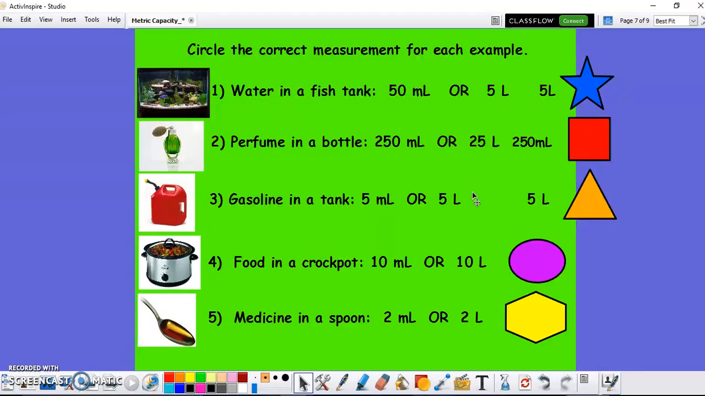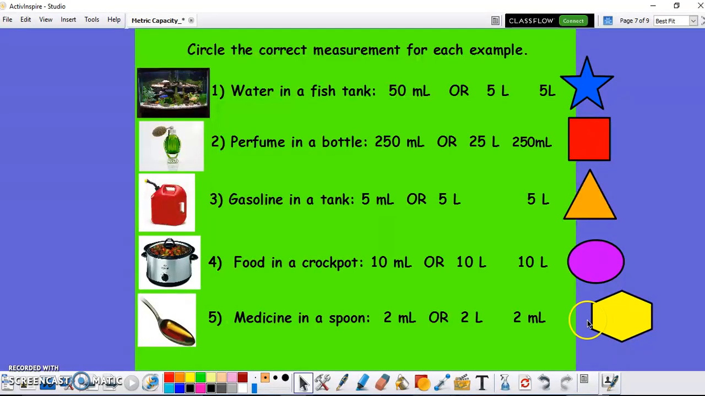Food in a large crock-pot container. My answer here would be 10 liters. Notice that I said large crock-pot. So of course, we're talking large, we're talking liters. Finally, medicine in a spoon. Would we measure that with 2 milliliters or 2 liters? In this case, we would measure it with our smaller unit of capacity, 2 milliliters.